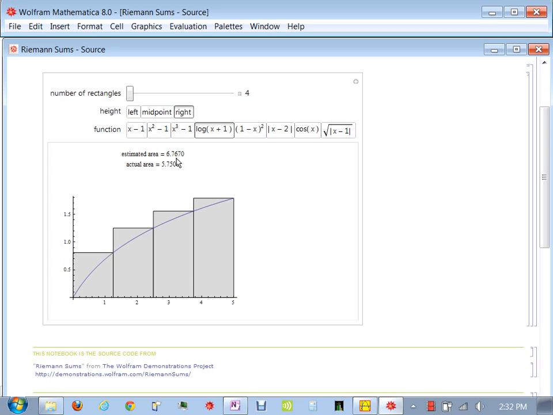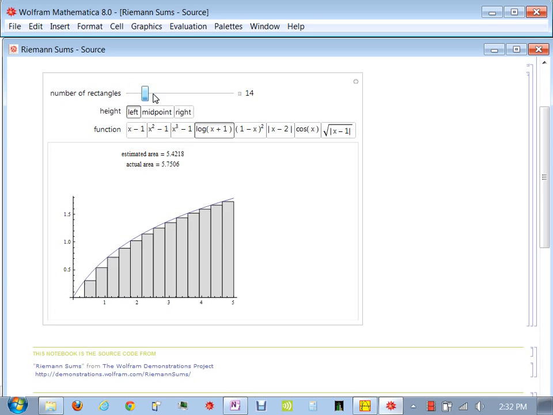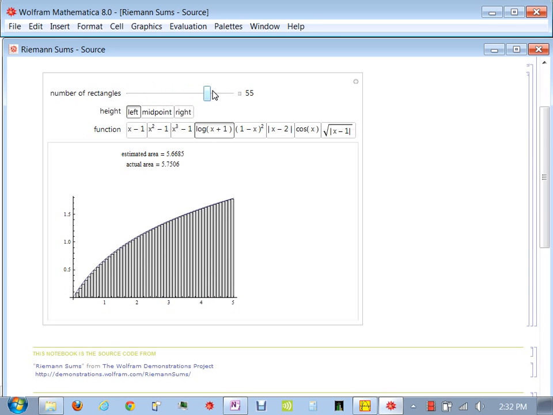Well, right now, look at the area. It's 6.76. If I were to do the left sides instead, so that means I go up the left side of the rectangle, come over, left side over. This is too little, isn't it? But watch what happens as I let it go to infinity. It still converges to the right answer.